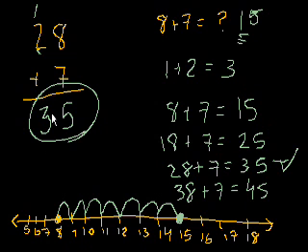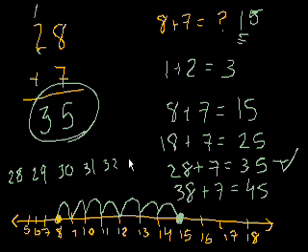Another way you could think about this, if you still don't believe me, is to say, OK, if I have 28, if I add 1, I get 29. If I add 2, I get 30. If I add 3, I get 31. If I add 4, I get 32. If I add 5, I get 33. If I add 6, I get 34. And if I add 7, I get 35 again, right? All I did is I kept saying, oh, if I add one more, I'll get a number a little bit larger.